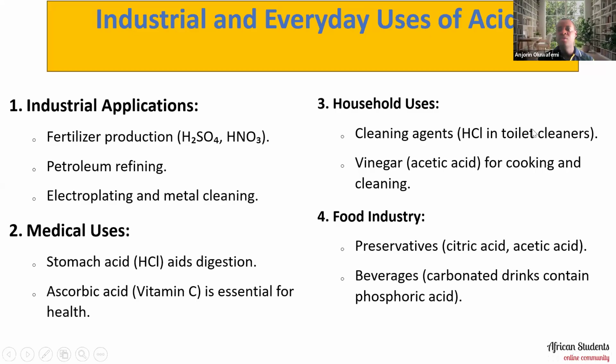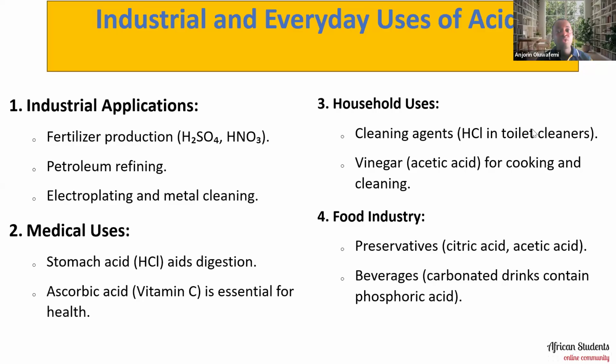Okay, I want to talk about industrial and everyday uses of acid now. Acids can be used industrially and in our everyday activities. Industrial applications of acid include, as I've talked about before, fertilizer production. H2SO4 and HNO3 are very good examples of acids that are used in producing fertilizer. Another industrial application of acids is in petroleum refining. It is added to help us refine petroleum.